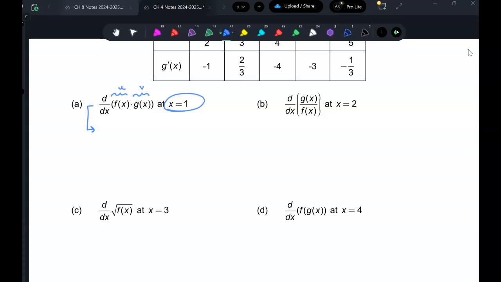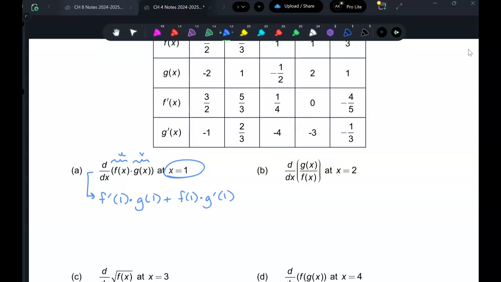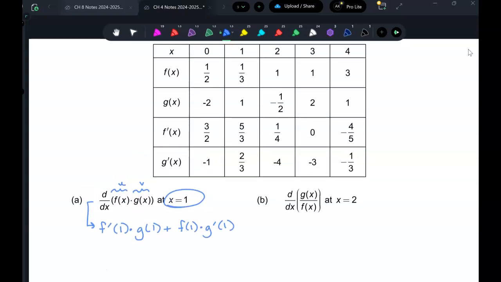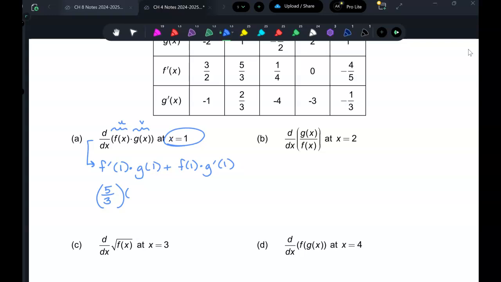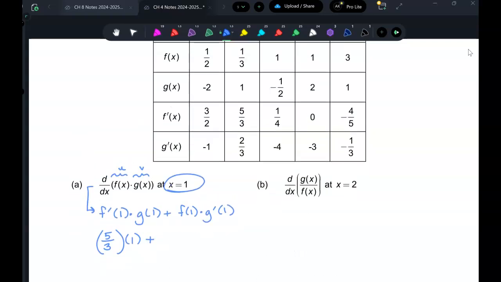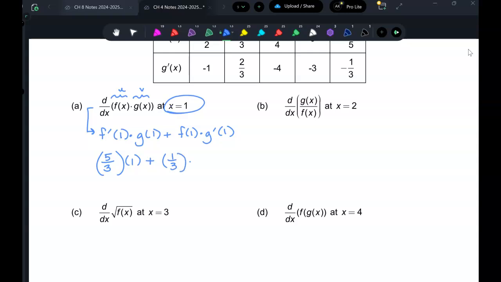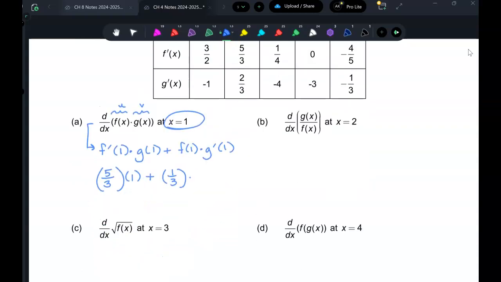So u prime is going to be f prime. It's going to be f prime of 1 times g of 1 plus f of 1 times g prime of 1, right? I'm just taking turns with derivative times the value. So now we go back and we look at our table. So f prime of 1 was 5/3. What was g of 1? 1. Plus f of 1, 1/3, times g prime of 1, 2/3.